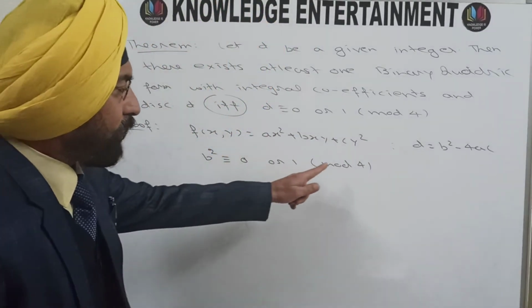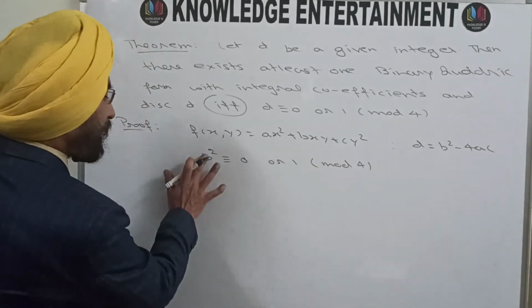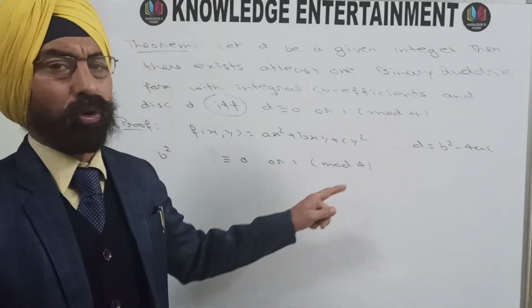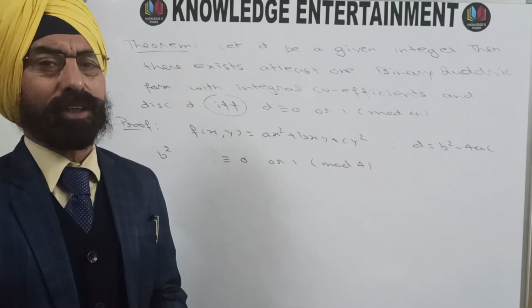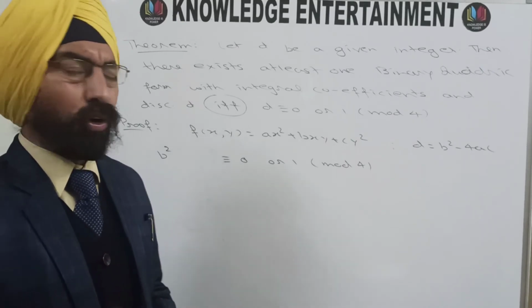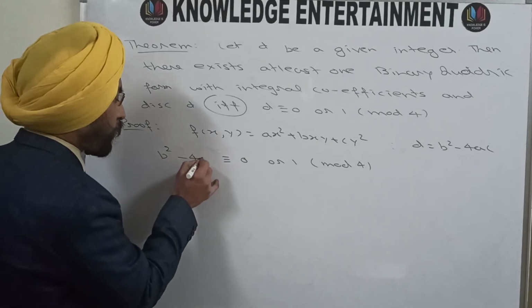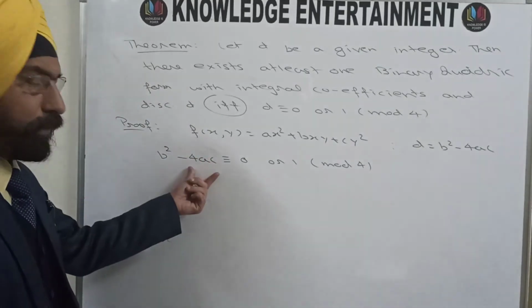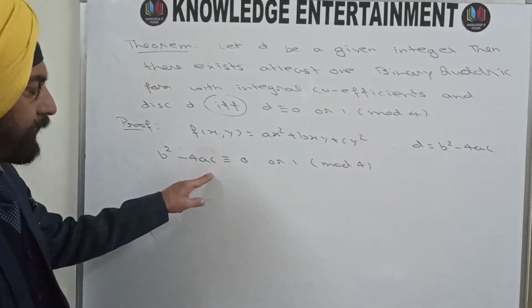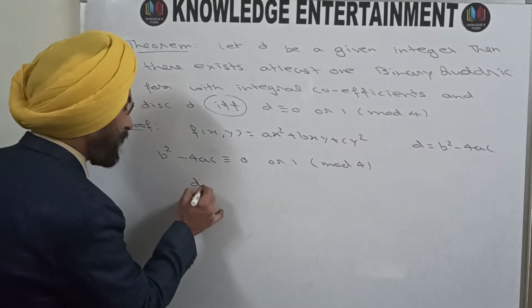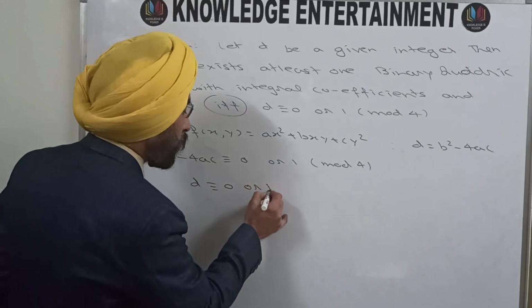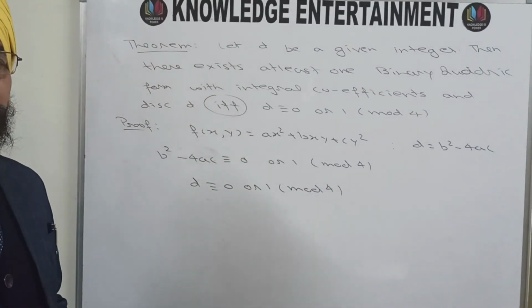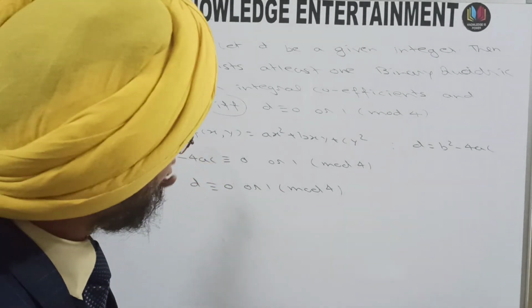Now you are working with modulo 4. That means you can add or subtract any multiple of 4. So I am subtracting a multiple of 4, that is 4ac, because a and c are integers, so it is a multiple of 4. Now b² − 4ac is D. So your discriminant D is either congruent to 0 or congruent to 1 modulo 4. So we have proved the direct part of this theorem.